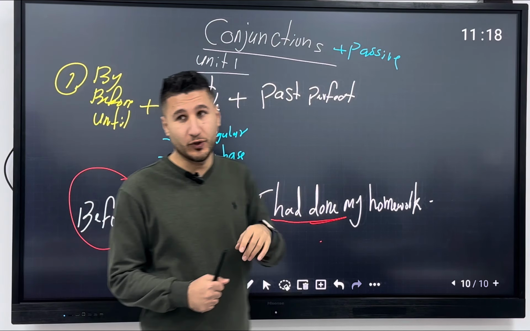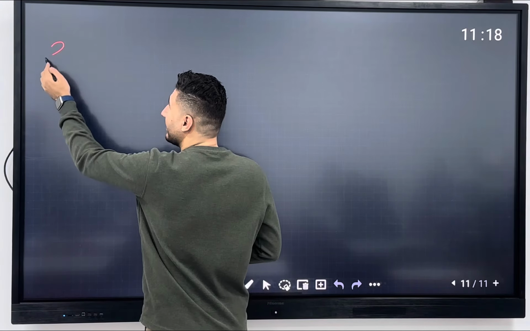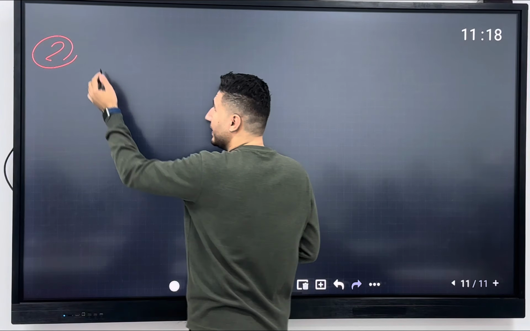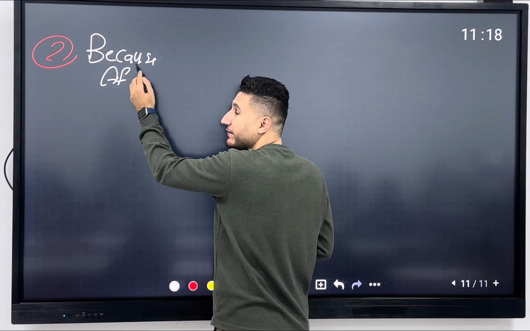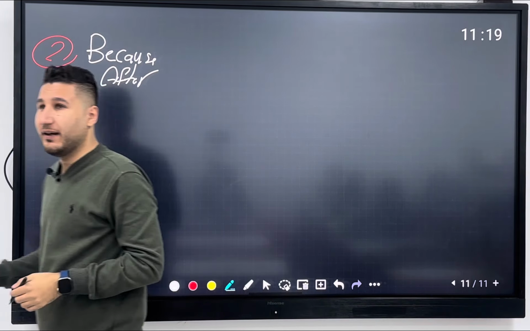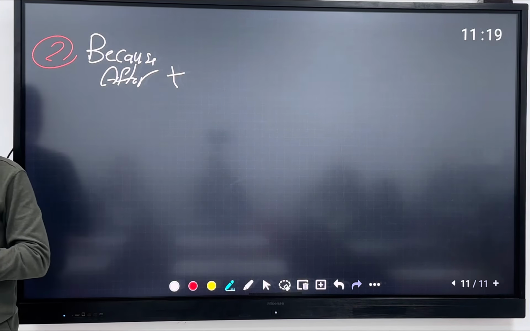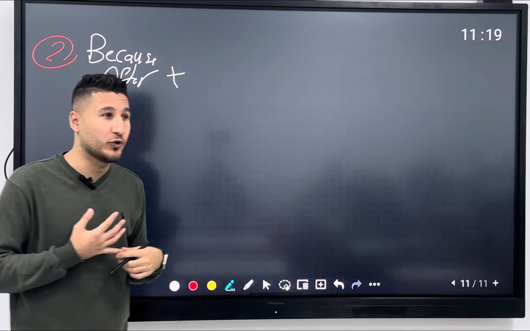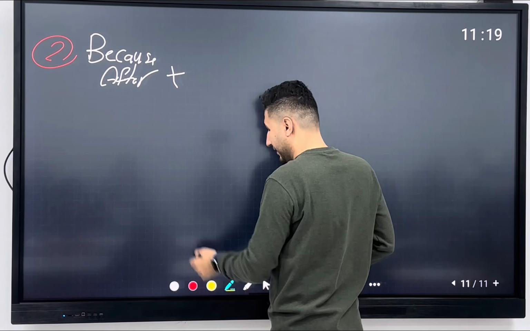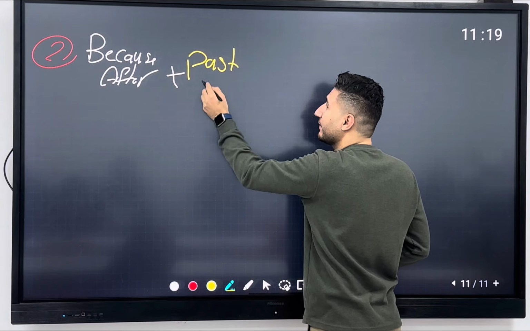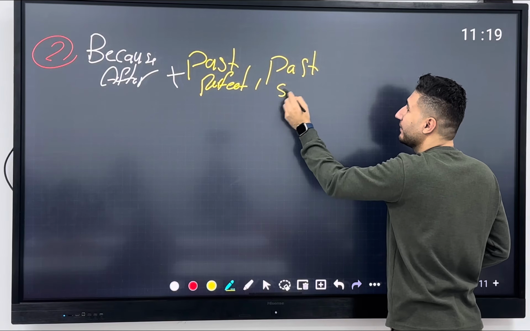Let's go to the second group. So group 2 is different. In group 2 we have because and after. Because and after are followed by two sentences. It's the opposite of group 1. Group 1 was followed by past simple, past perfect, right? But group 2 is followed by past perfect plus past simple.